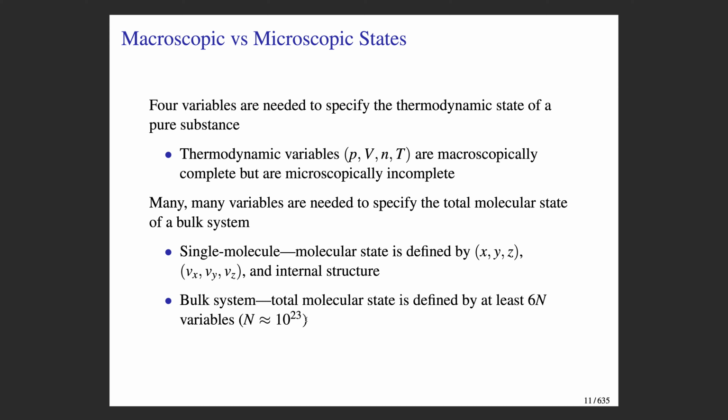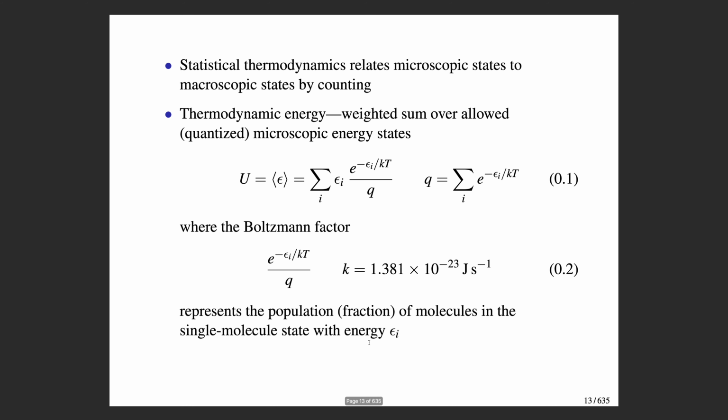You can't count them individually. You have to use mathematical techniques to do it. And so that's what statistical thermodynamics is all about, essentially. But in the end, you're just calculating weighted averages. Okay? So for example, the thermodynamic energy, which we are representing by the symbol U here, is a weighted sum over all allowed microscopic energy states.